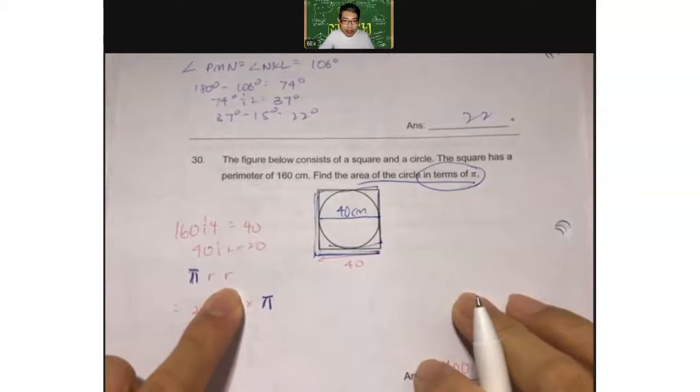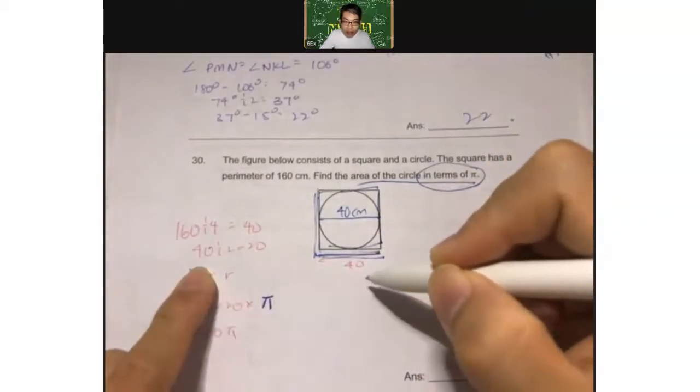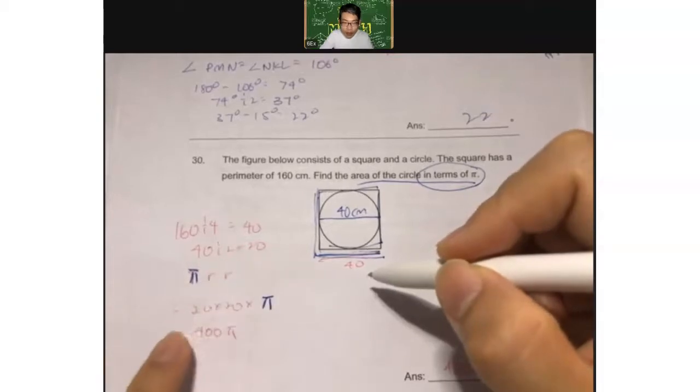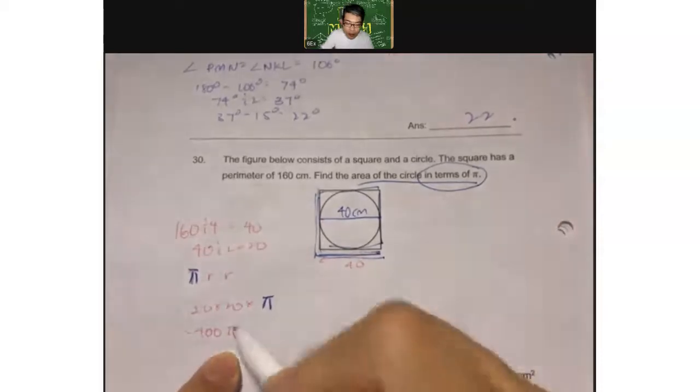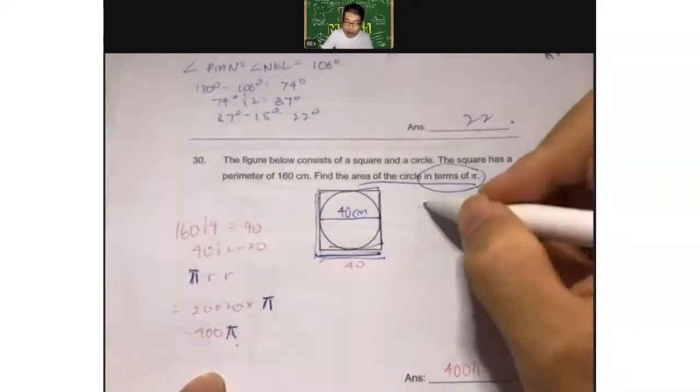R times R. What's R? If this is the diameter, then R will be 40 divided by 2 is 20. 20 times 20 is 400 pi. Don't forget the pi when you write down your answer. So it's 400 pi.